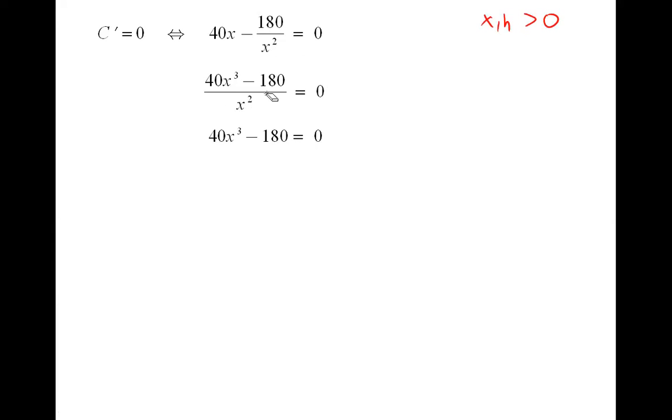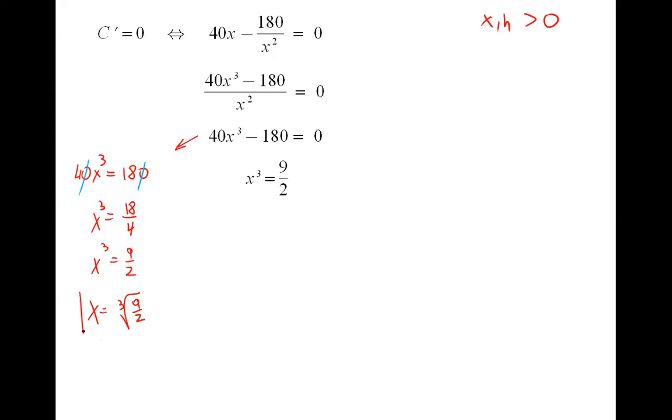And then let's add 180. Of course, my typing, where can I write? I can write extra steps for you. I am adding 180. Of course, right away I can divide by 10. And x cubed will be 18 over 4. x cubed is 9 over 2. And now simply cube root of 9 over 2. I think we can leave it like that.